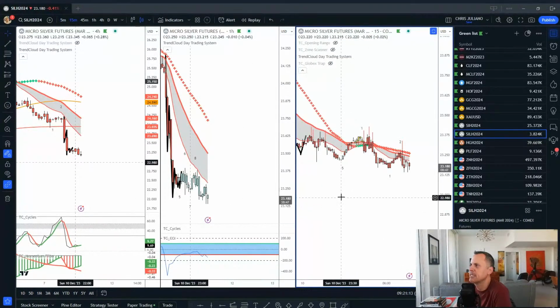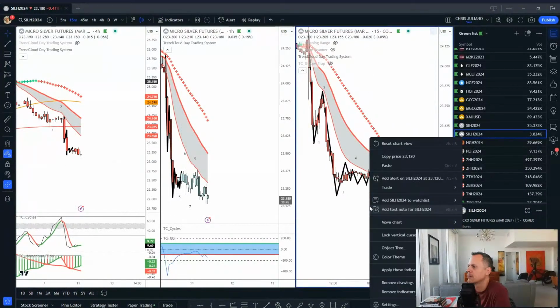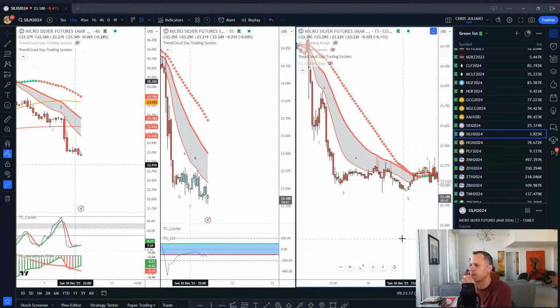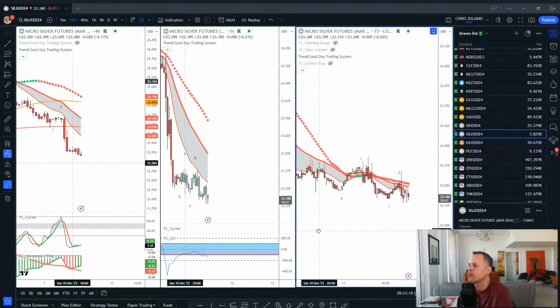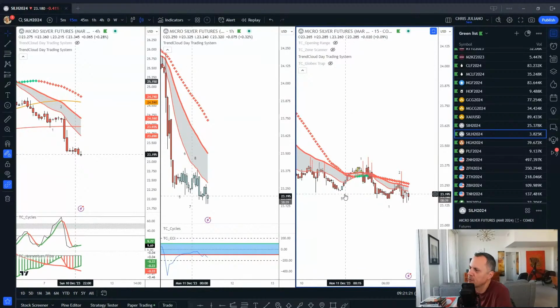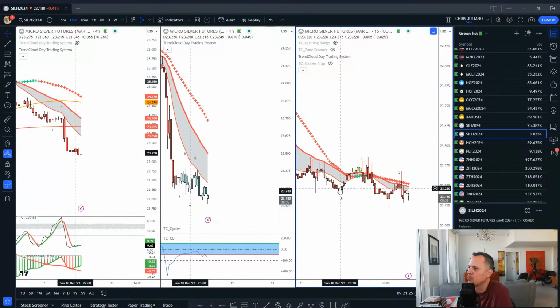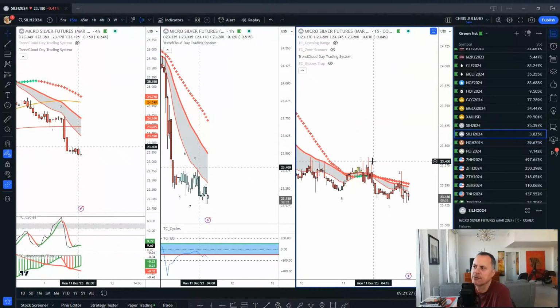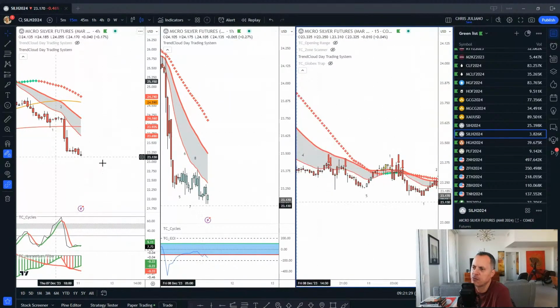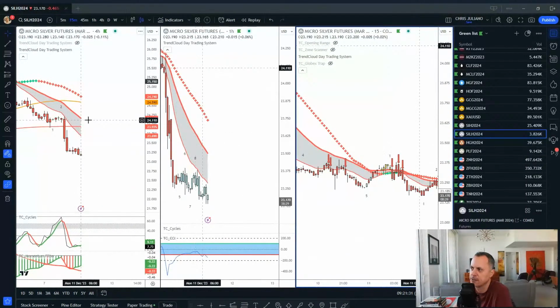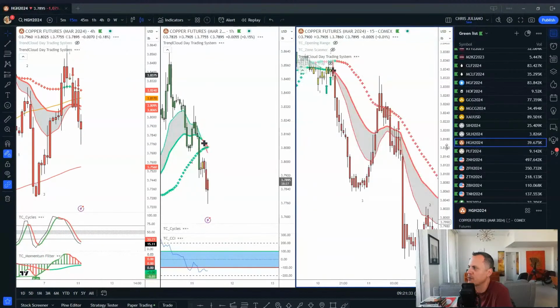Jump back to the 15. So we've gone extended. Right here, it went extended both on the 15-minute and the 1 hour. And what did it do? Broke above the trend cloud. But the trend is still very strong to the downside. All right, let's go over to copper.